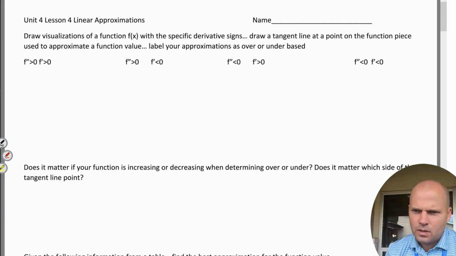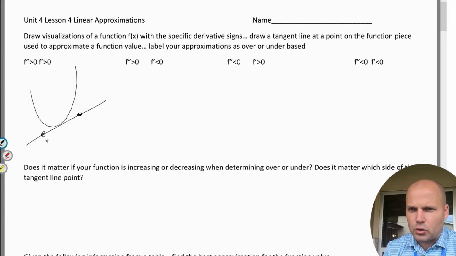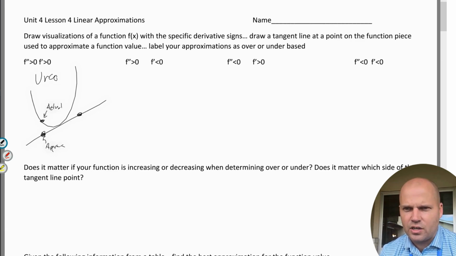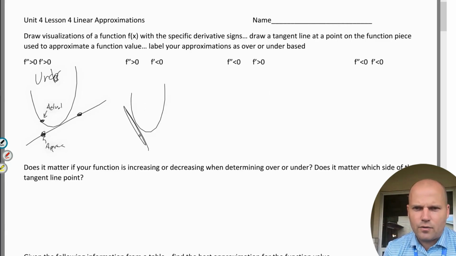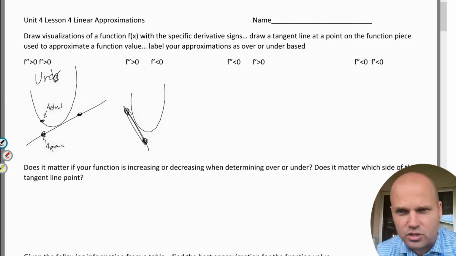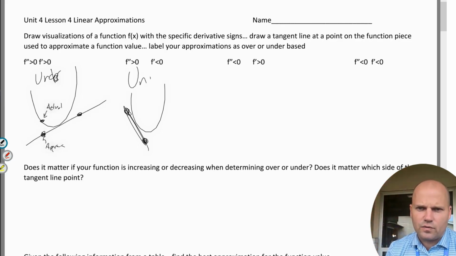And then we talked about how if you know the curvature, you will know whether your points on your line, which will be the values you get for your approximation, will be under or over the actual values on the curve. So you see this approximation is under the actual. We'll say this is under. Turns out it doesn't matter whether we're decreasing or increasing. It's the same. If your graph is concave up, however you draw a tangent line, your values on your line, which are your approximations, are under the values on your curve.